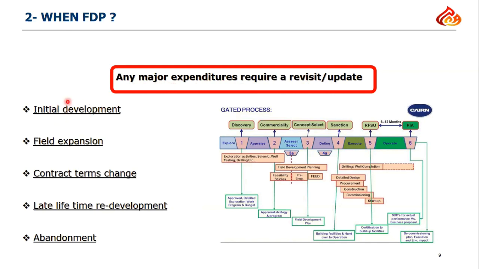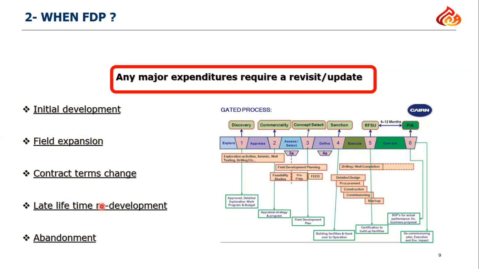So during the initial development, during the field expansion, for example, I start my fields in phases, phase 1, phase 2, phase 3. So I shall revisit and update the field development planning before any phase. Maybe the contract terms change, maybe at late life, before the abandonment of the field, I should make or revisit the field development planning.